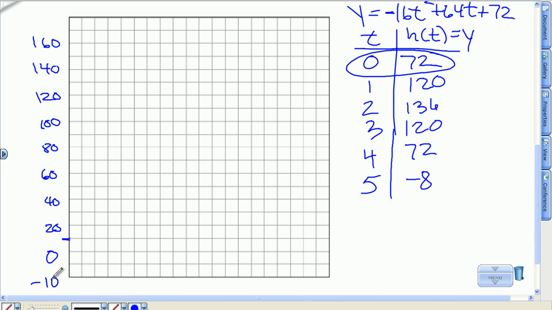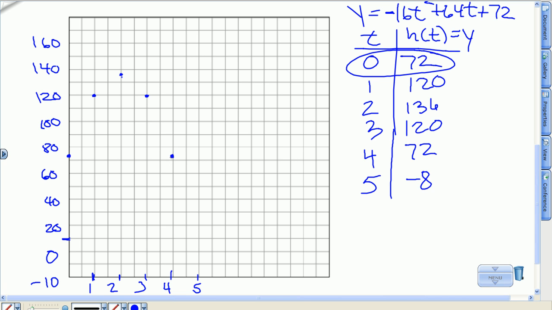Okay, so we just start plotting these points. 0, 72 right there, 1, 120. So how do we want to put our ones in here? As you notice, we only have to go up to 5. So how about we just go 1, 2, 3, 4, and 5. You can spread out a little bit if you want to. You see we have more grid available. So 1, 120 puts us here. 2, 136, so that's about right there, and 3, 120, and 4, 72.